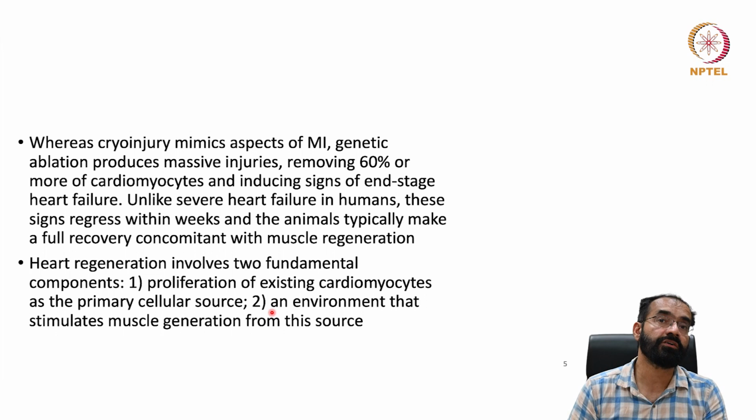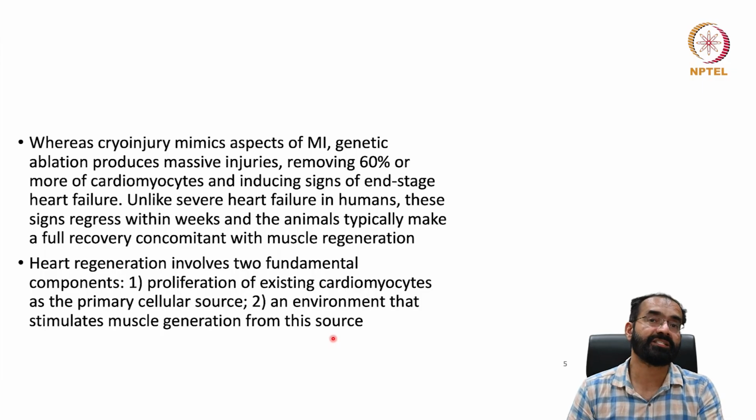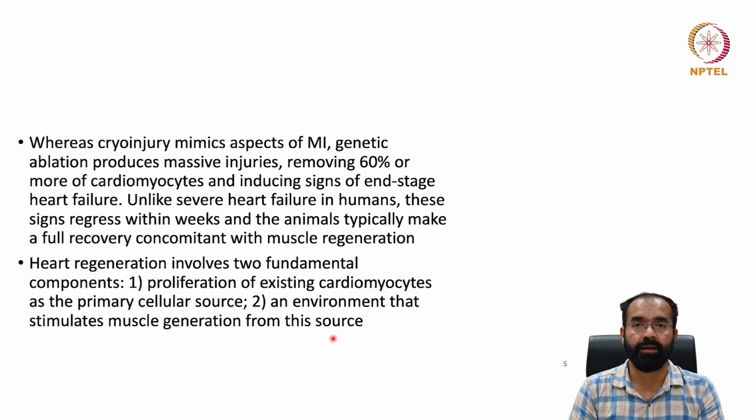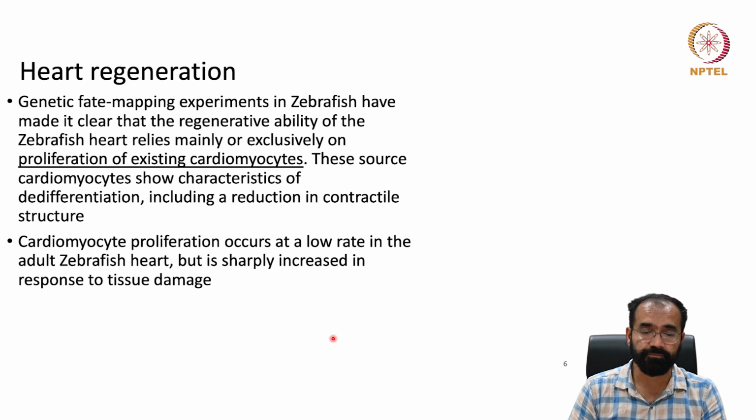And that is not the only thing. You need an environment that stimulates the muscle regeneration from this source. Cardiomyocytes are proliferating, but are you able to make muscles, the contractile muscles? That is what is important. You have raw material, but are we making the end product? So both are needed. Raw material has to be formed. Cardiomyocytes, if they are not able to proliferate adequately, then they undergo reprogramming, and they become stem cells, and they proliferate in number, and then they differentiate into cardiomyocytes and cardiac muscles.